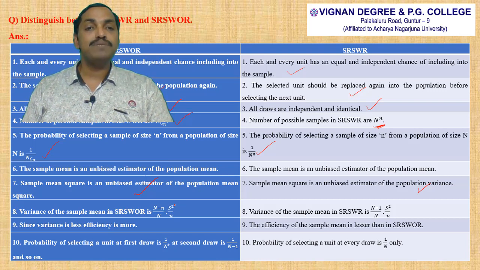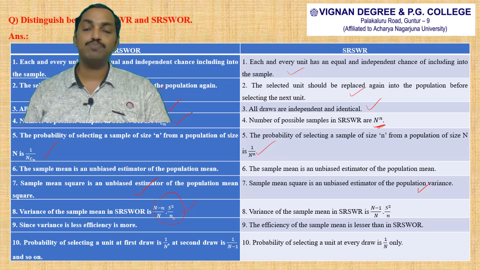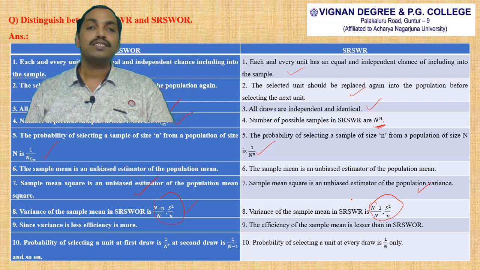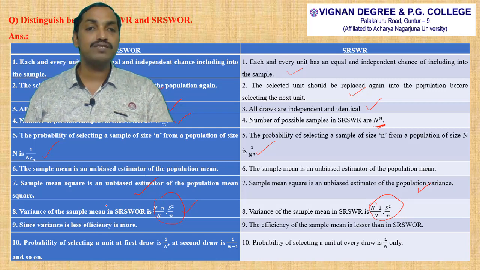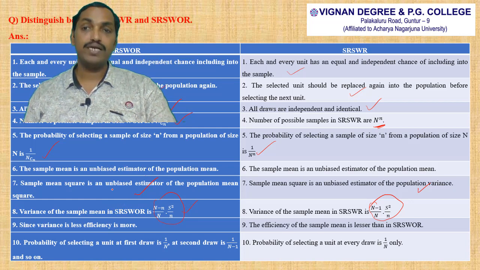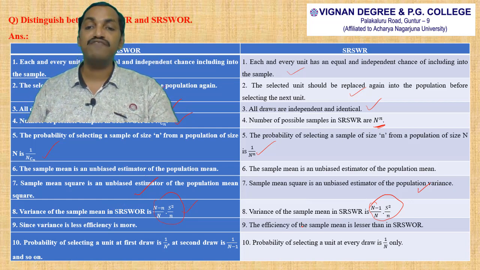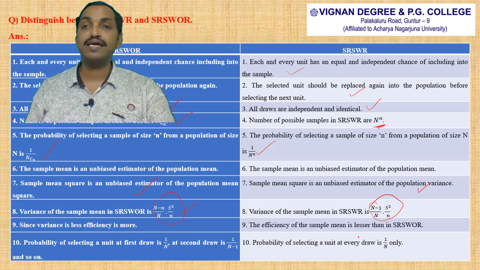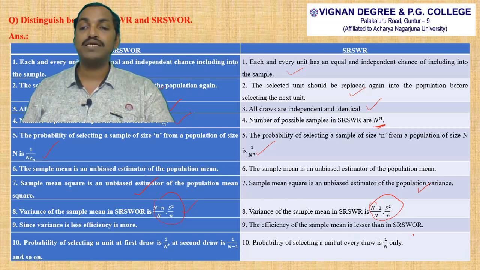The eighth one is, in simple random sampling without replacement, the variance of sample mean is (capital N minus small n) divided by capital N into capital S square by small n. Whereas in simple random sampling with replacement, the variance of sample mean is (capital N minus 1) divided by capital N into capital S square by small n. The ninth one is, in simple random sampling without replacement, since variance is less, efficiency is more. Whereas in simple random sampling with replacement, the efficiency of the sample mean is lesser than in simple random sampling without replacement.